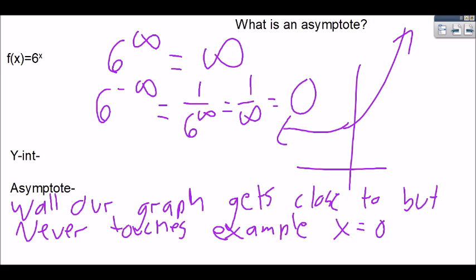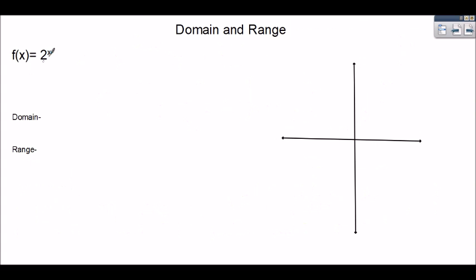Now, just a quick reminder of how to find our y-intercept. I'm going to put 0 in for x, and I get 1. So what's our domain and range? So let's look at our graph. I'm going to put 0 in for x and get a y-intercept of 1, and then a growth rate of 2. So here's my graph. My asymptote, I put in infinity and it's going to go to infinity.